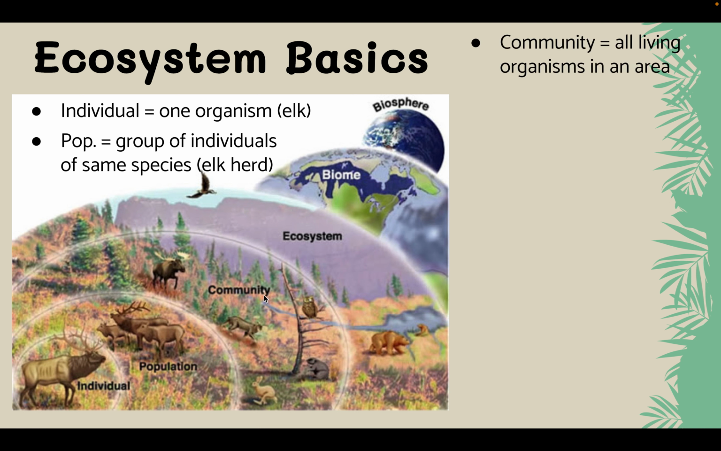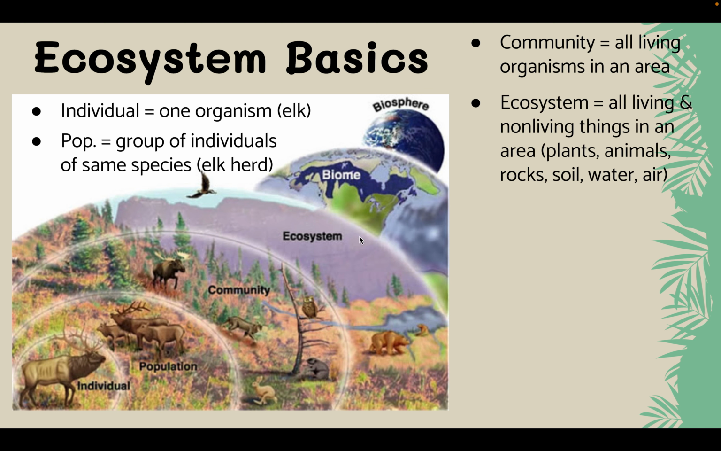As you look bigger into the ecosystem, you have communities, which are all living organisms in an area. So you might have a moose and the elk herd and a jackrabbit, an owl. All of those living organisms are a part of the community. And don't forget the trees as well. Anything that's living is a part of a community. An ecosystem includes all living and non-living things in an area as well. So this is not only the plants and animals that are living, but also rocks, soil, water, and air. All of those make up an ecosystem.